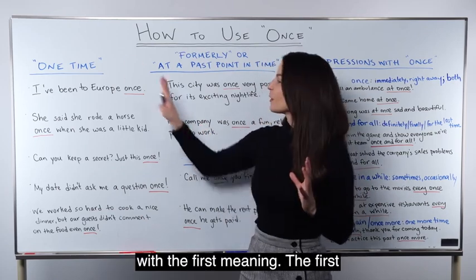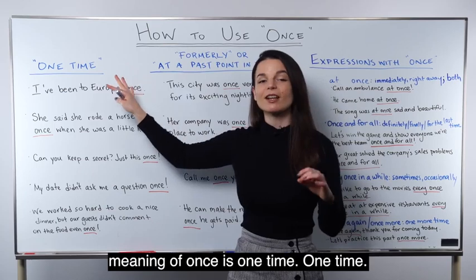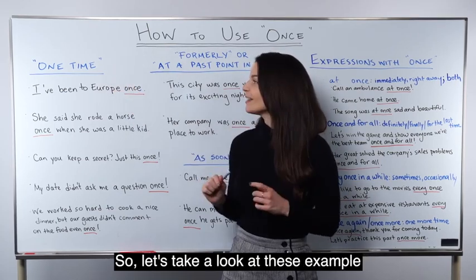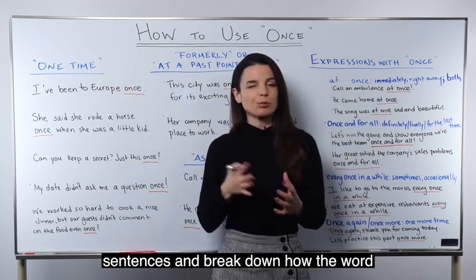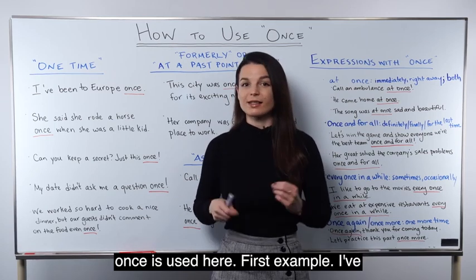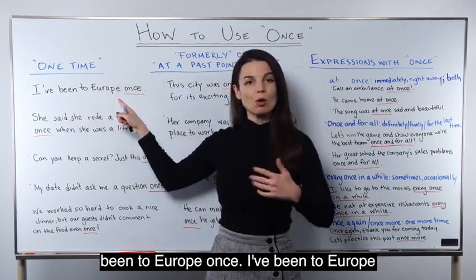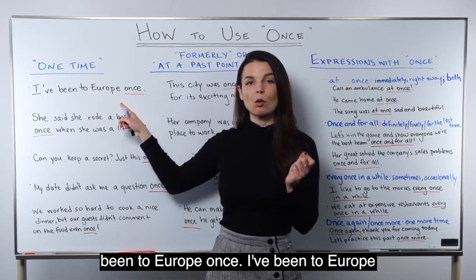So let's start with the first meaning. The first meaning of once is one time. So let's take a look at these example sentences and break down how the word once is used here. First example, I've been to Europe once.